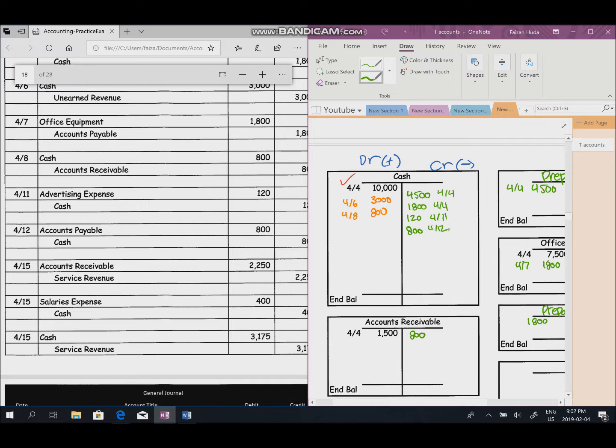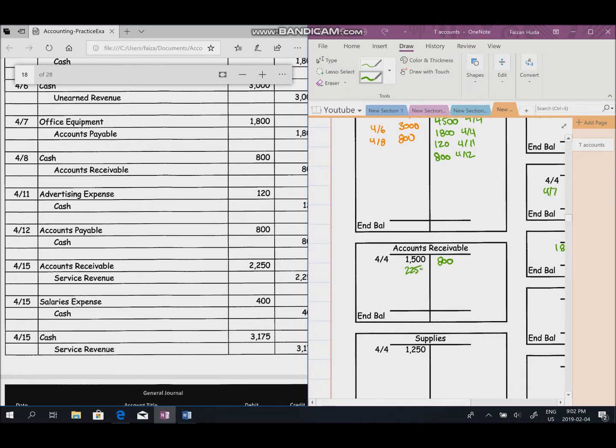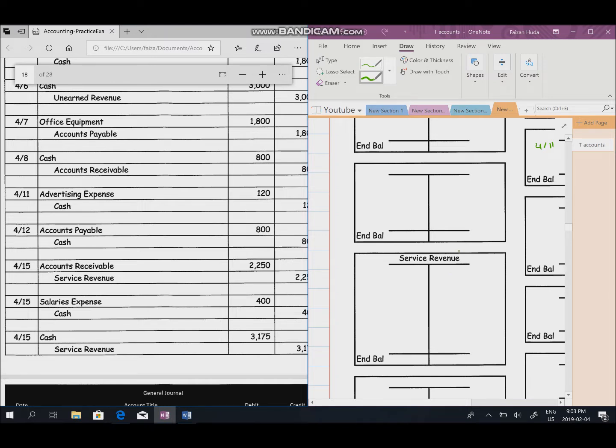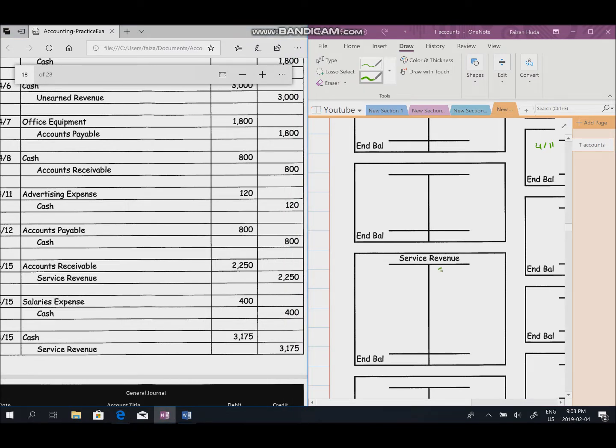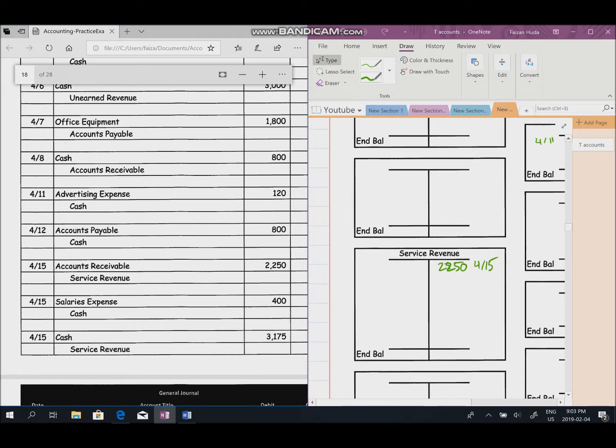Moving onwards, accounts receivable on April 15 was debited 2,250. So accounts receivable over here, 2,250 debit. It was done on April 15. Then service revenue, which is credit. So I'm gonna find my service revenue, which is over here. It was credit for 2,250 for April 15. I'm writing down the date so it's easy to track a mistake if we made any.